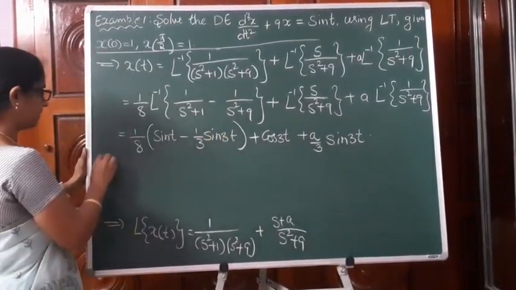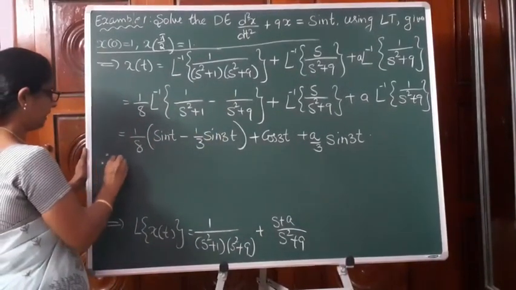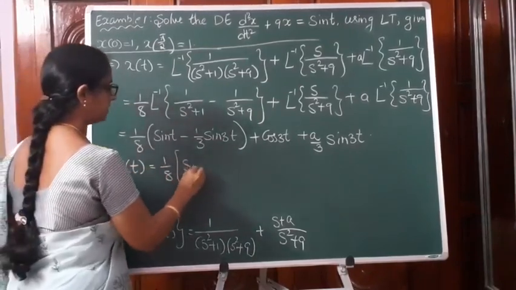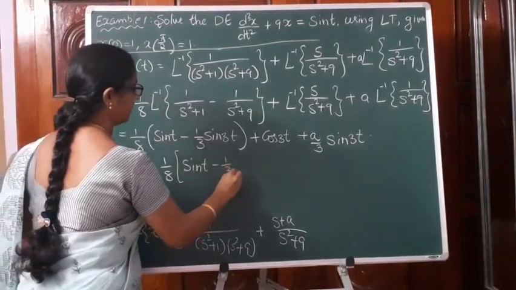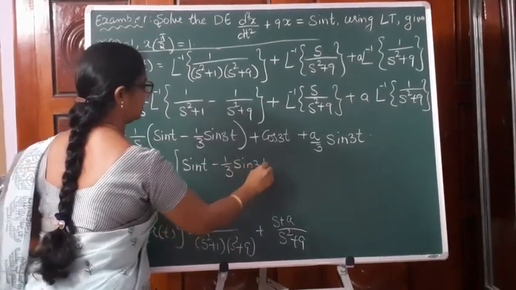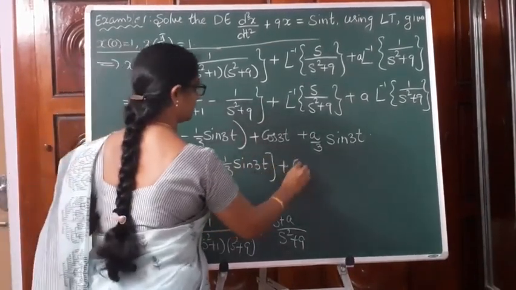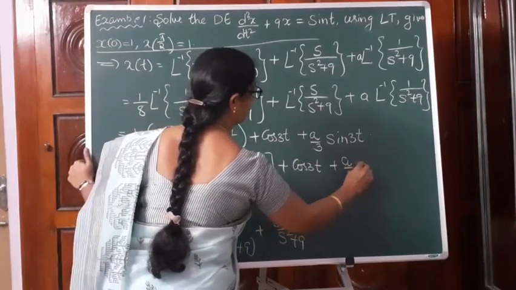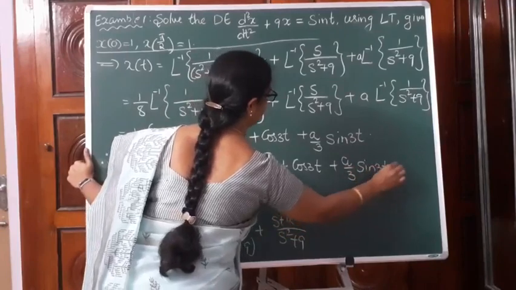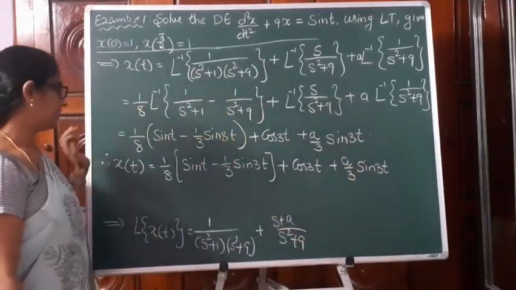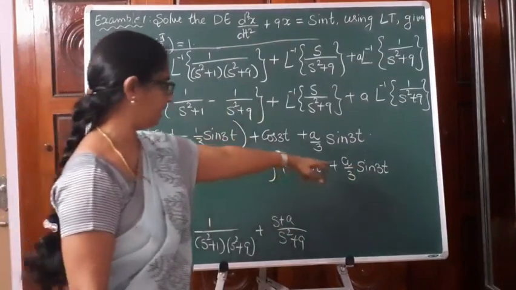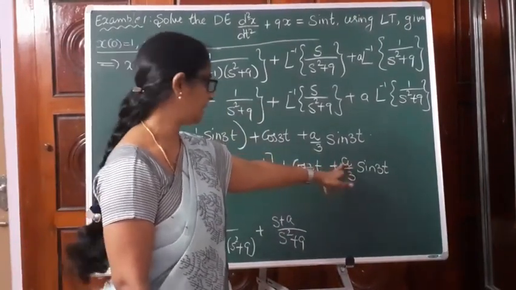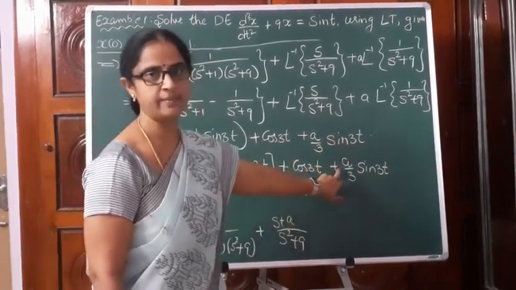So this is x of t. Therefore, x of t is 1 by 8 times sin t minus 1 by 3 sin 3t, plus cos 3t plus a by 3 sin 3t. This is x of t. But here we have one unknown, that is a, which we assumed. X dash of 0 we assumed as a. So now we need to find this value of a.